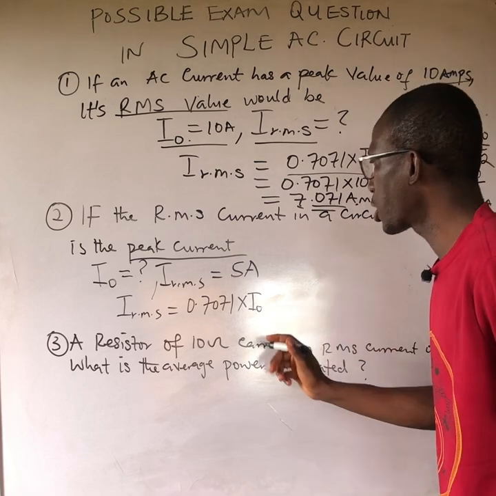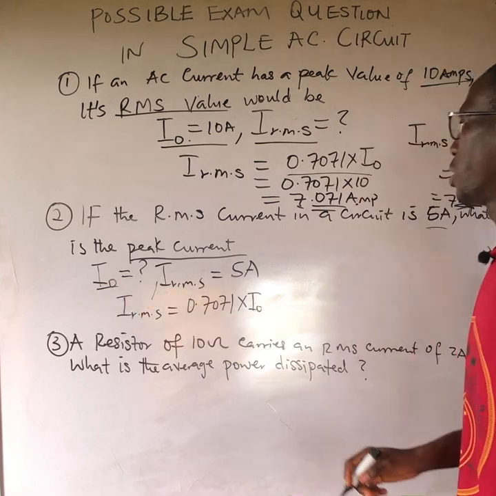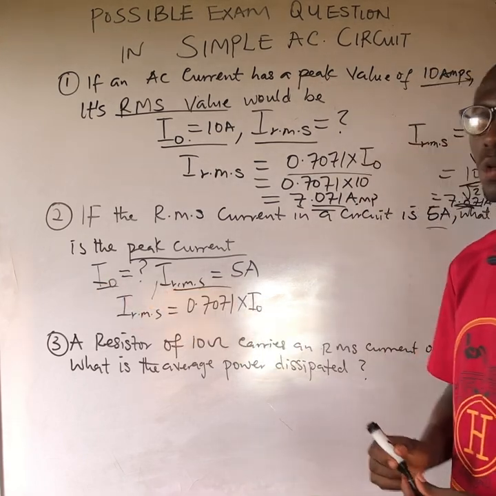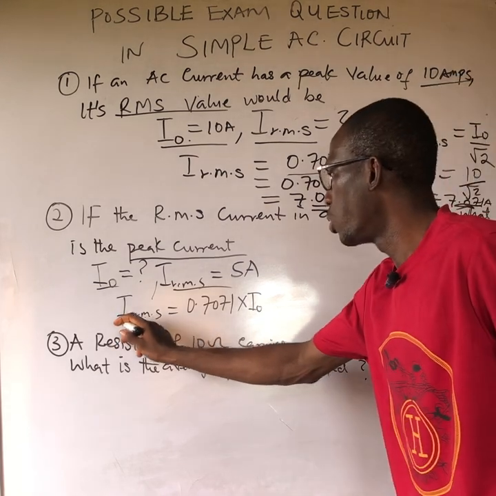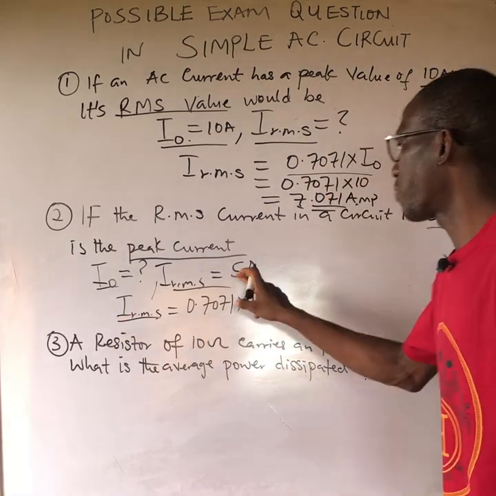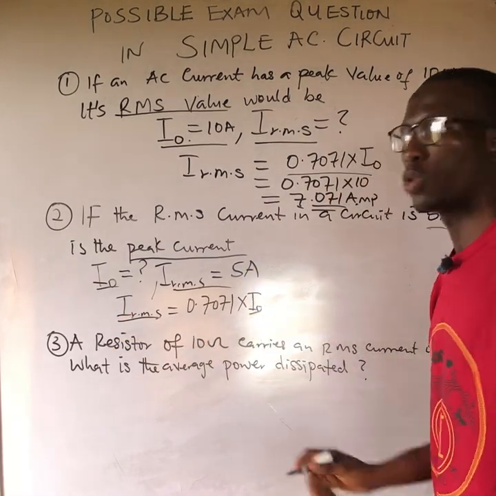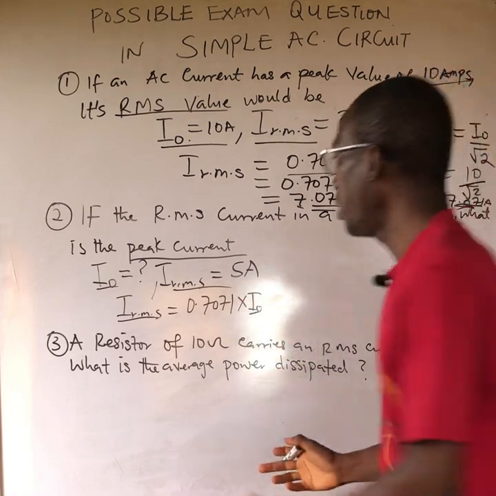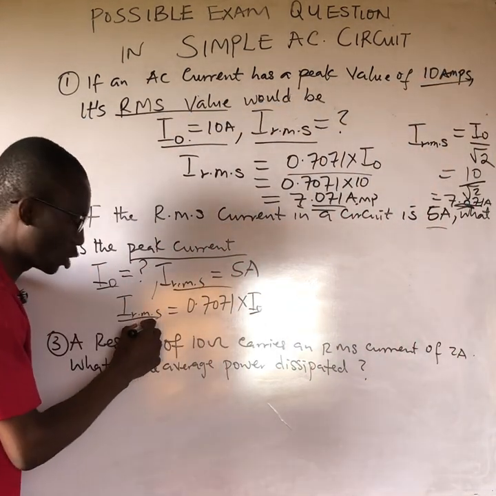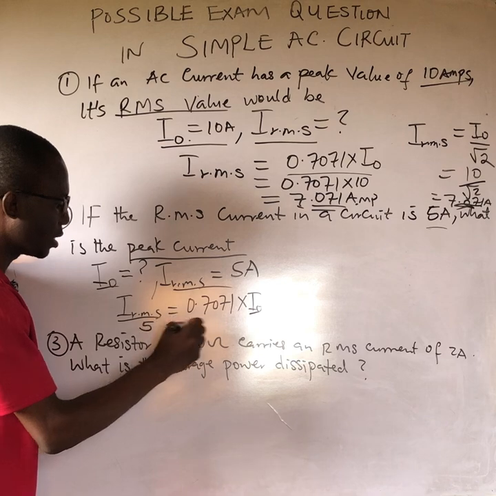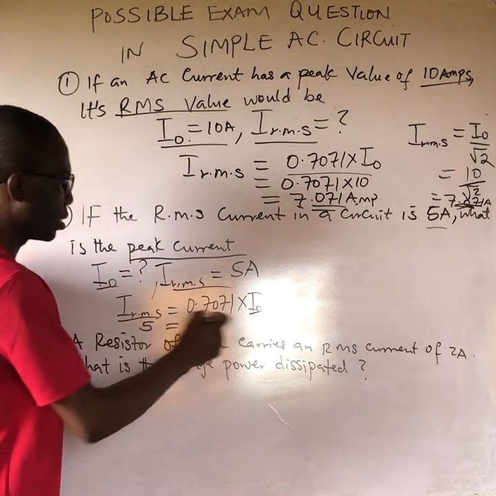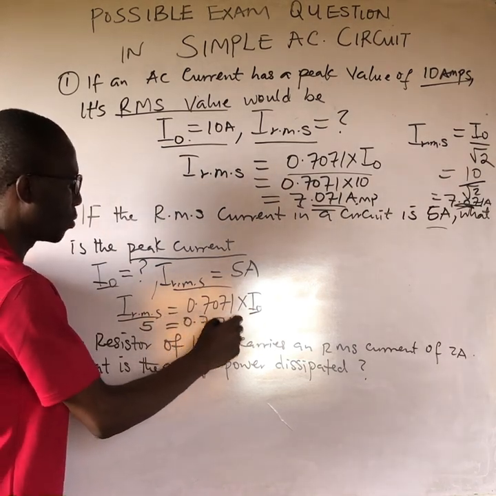Now, we are asked to find the peak current, and we are given the root mean square current. So what are we going to do? This is your root mean square current, which is 5, and we're asked to find this one. So let's input the given value. Just watch closely. This is 5, equal to 0.7071, all right?